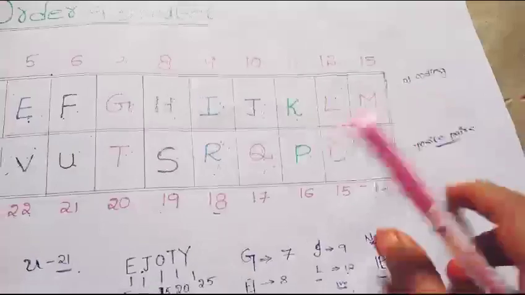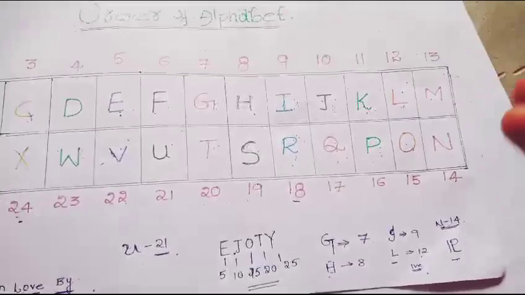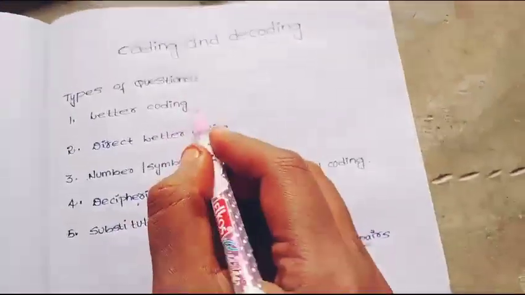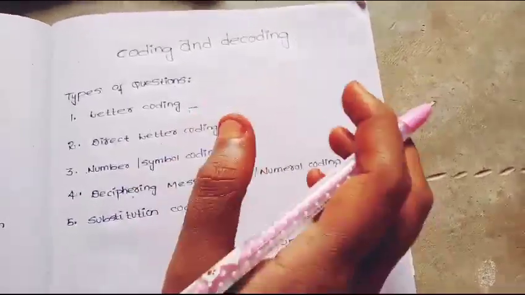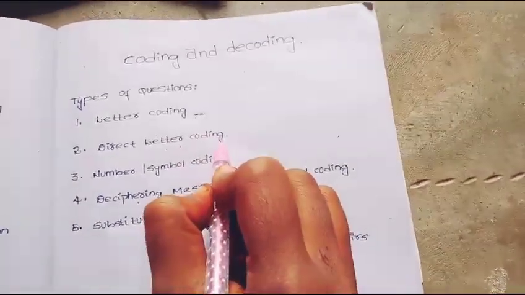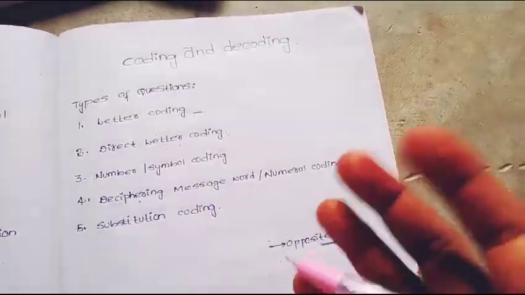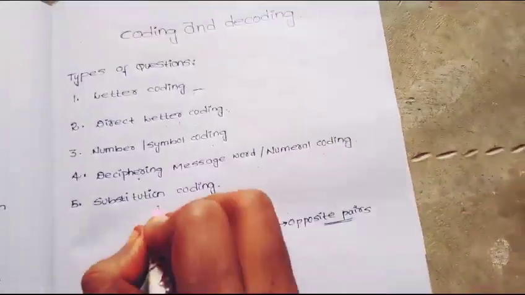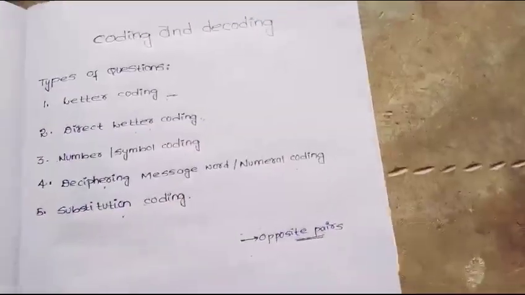So that's it. Once you are thorough with this order of alphabets and the opposite pairs of alphabets, you can solve any coding and decoding problems. When we come to coding and decoding, first we have 5 types of coding questions. The first is letter coding, which only deals with letters. Then direct letter coding, which also deals with complete letters, but the questions come directly. Then number or symbol coding, numerical coding, and substitution coding. All these 5 types of coding and decoding questions we are going to see in the next video. So thank you.